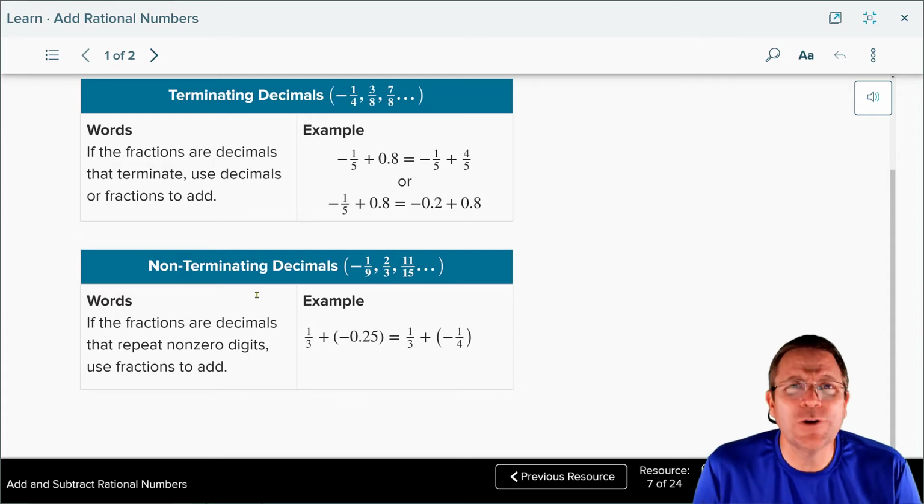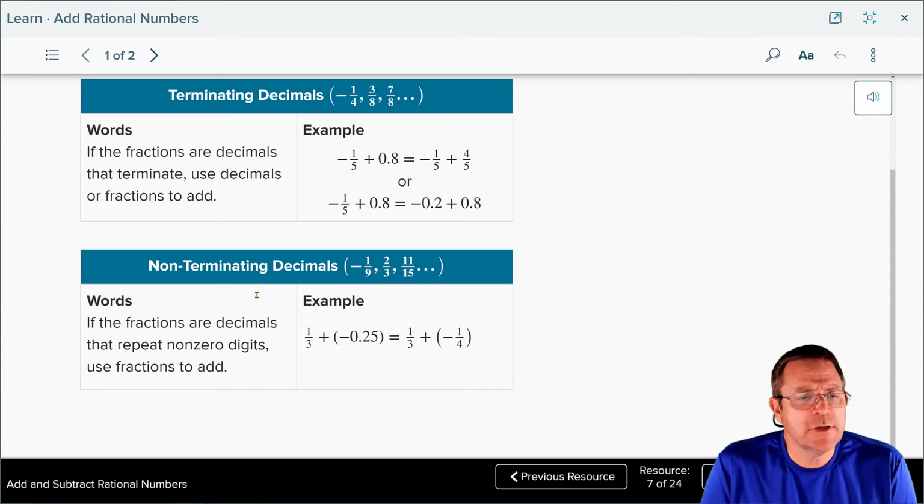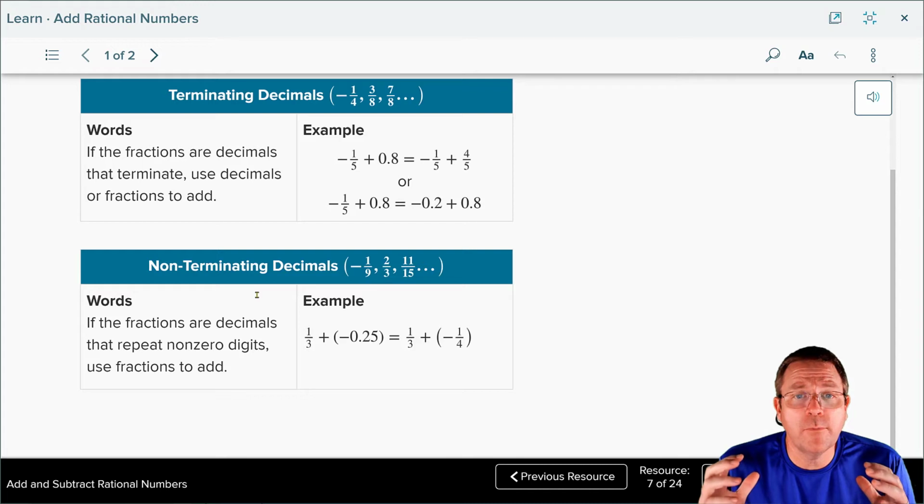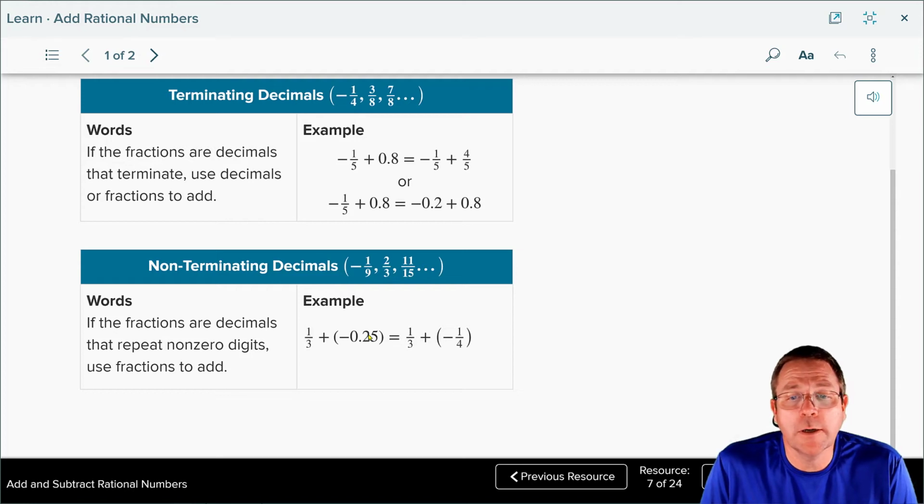However, for non-terminating decimals, if fractions or decimals repeat non-zero numbers, then we really need to go to fractions. Because if we're trying to add repeating patterns, we're never going to get all the numbers in, so we're never going to get a precise answer. Remember in the last lesson I talked to you about how fractions are precise. So in this case, you have to take the number and convert it to the fraction, because fractions are always going to give you the exact answer, not just something that's really close to it.